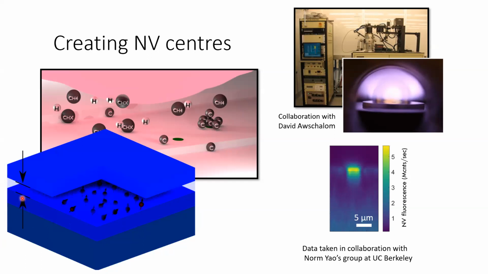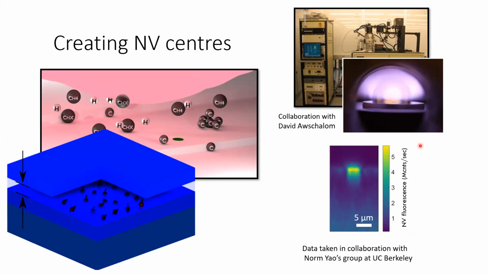So imagine we're growing up, and then at some point we turn on the nitrogen, and then turn it off again. We'll engineer some thin doped layer of nitrogen spins. So this is how we get confinement in the Z direction. And shown here is a fluorescence map.